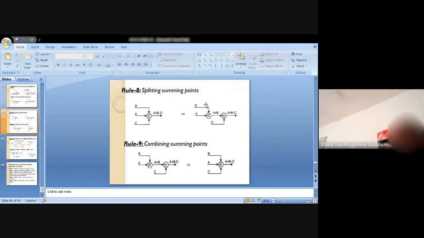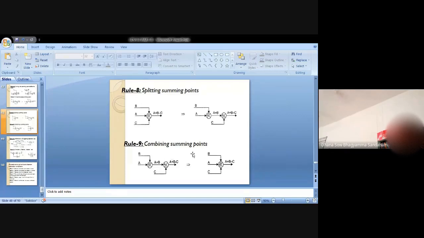Okay, splitting the summing point. Here three signals are there which are added up at this summing point. I want to split the summing point into two summing points. So I am considering two inputs A plus B, and now another summing point A plus B minus C. Okay, so nothing is there.